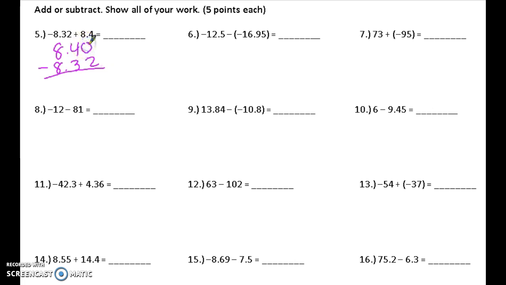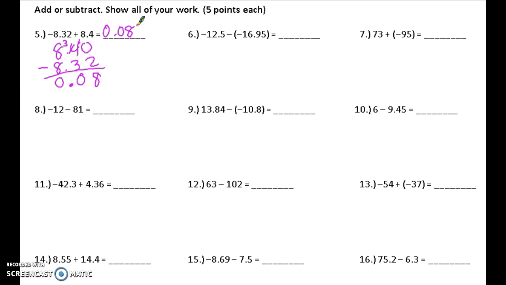I cannot take 2 away from 0, so I have to borrow. This becomes 10. This becomes 3. 10 minus 2 is 8. 3 minus 3 is 0. Bring down your decimal. 8 minus 8 is 0. Whatever number I put on top, that's the sign that I take. 8.4 is positive, so my answer is positive 8 hundredths, positive 0.08.